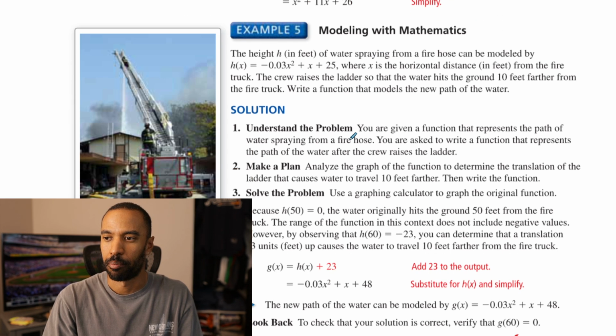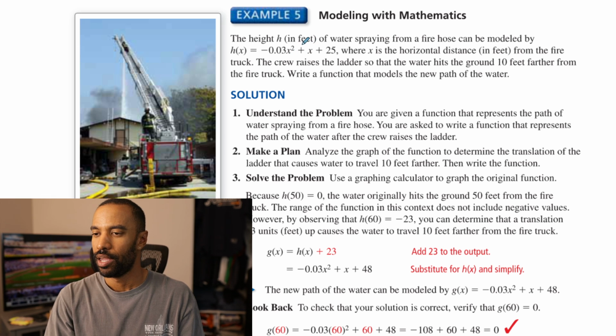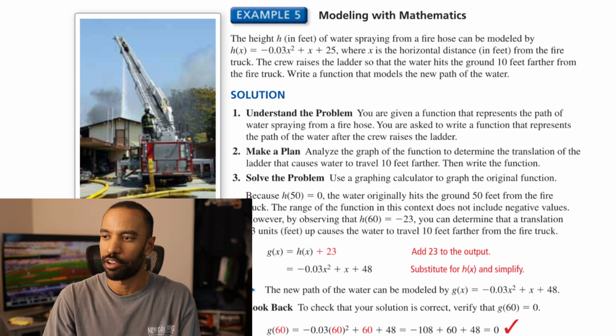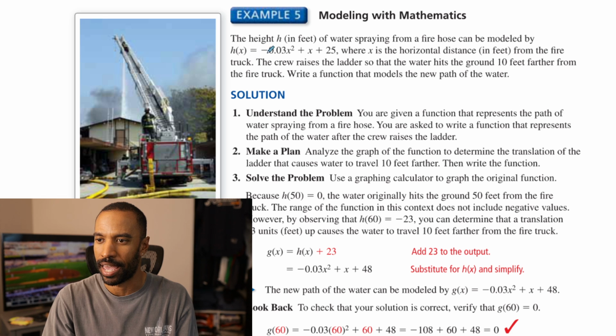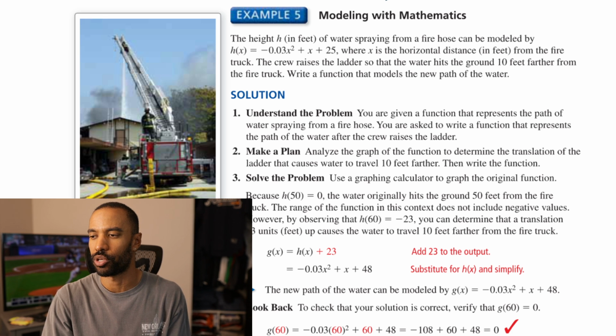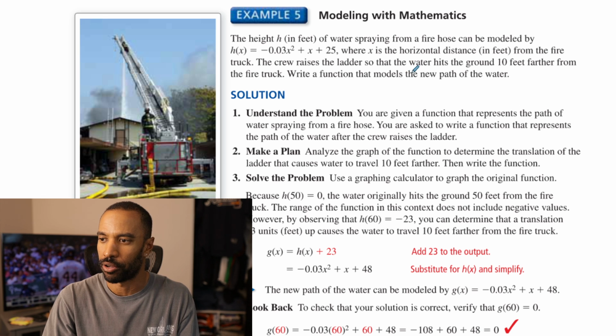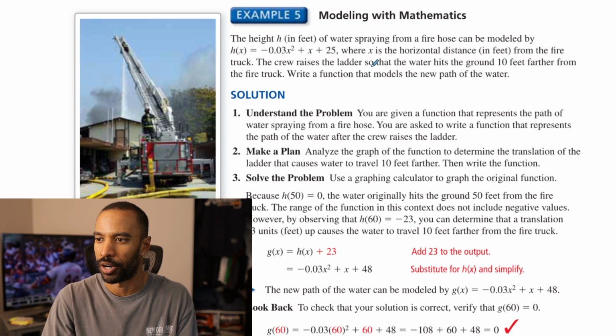Okay, example 5 on modeling with mathematics. Let's take a look at the problem and see what to do with it. The height h in feet of water spraying from a fire hose can be modeled by this guy right here, where x is the horizontal distance in feet from the fire truck. The crew raises the ladder so the water hits the ground 10 feet farther from the fire truck. Write a function that models the new path of the water.